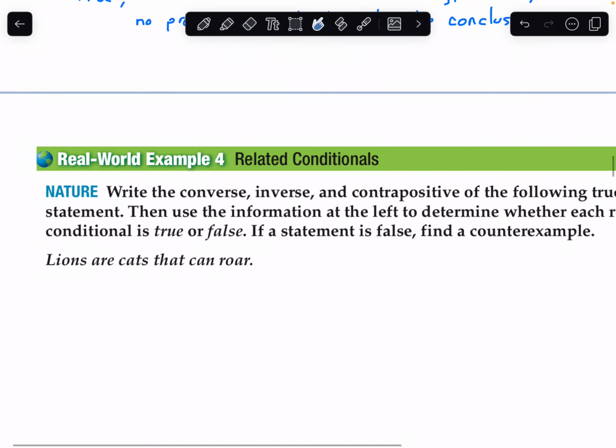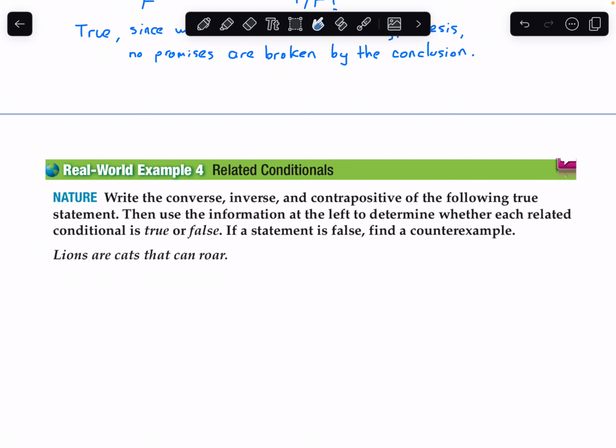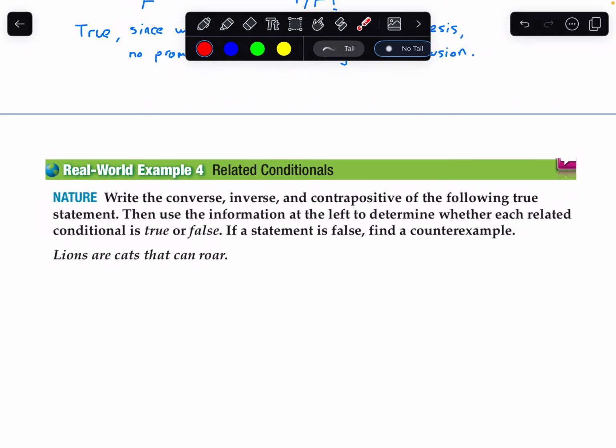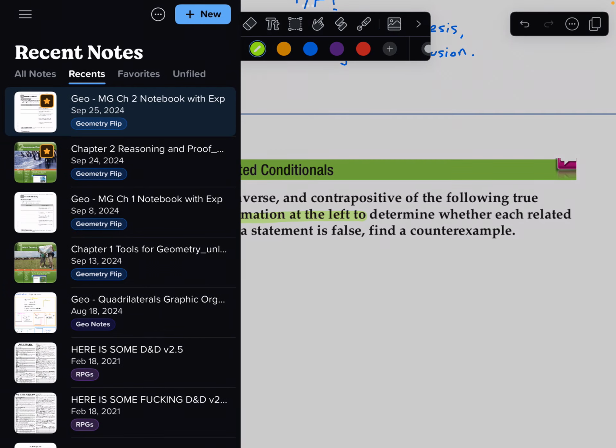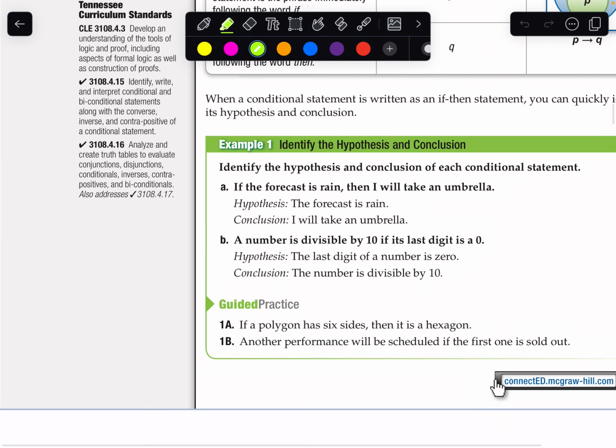Finally, example 4, related conditionals. Write the converse, inverse, and contrapositive of the following true statement. Then use the information at the left to determine whether each related conditional is true or false. If a statement is false, find a counterexample. The information at the left here refers to information in the textbook. So let's look at that briefly.